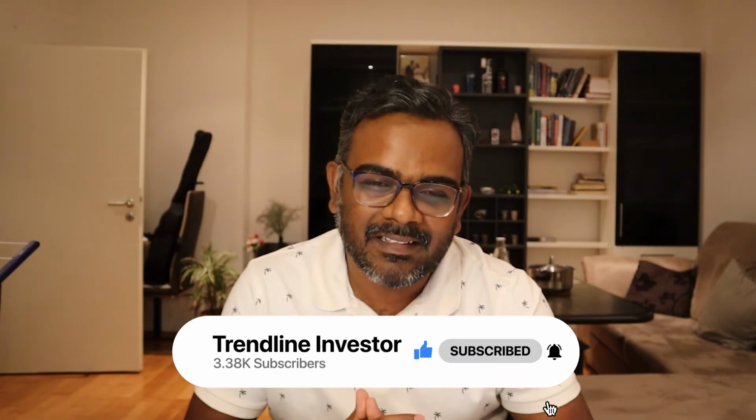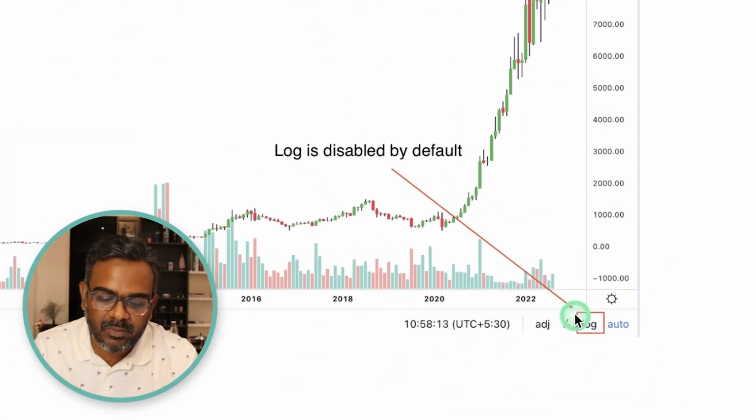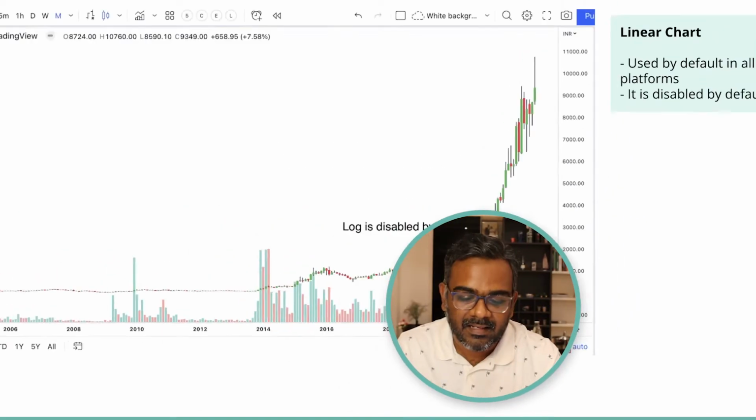So let's take a look at first, what is the scale that you're using. On this screen, the default setting that you're using on TradingView is probably linear scale, right? If you're a first time user, or if you've not switched this, you're probably using linear scale even till date. And that's how your chart would look.